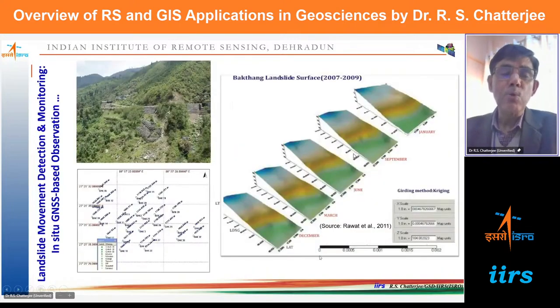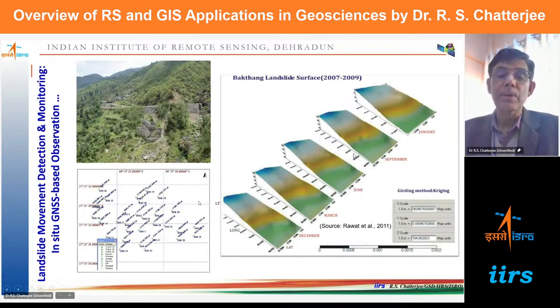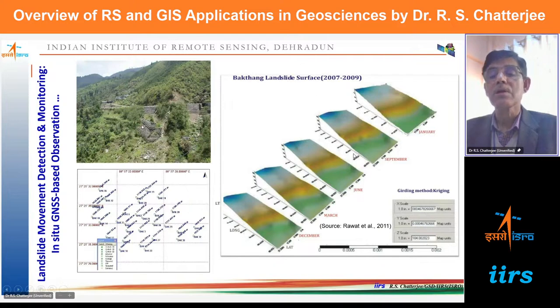Similarly, if you have a coarse GNSS network, from the GNSS network one can also prepare this land surface deformation map associated with landslide. This is one such paper published in 2011 with the GNSS network. But there are more GNSS stations that have been established by the Survey of India.